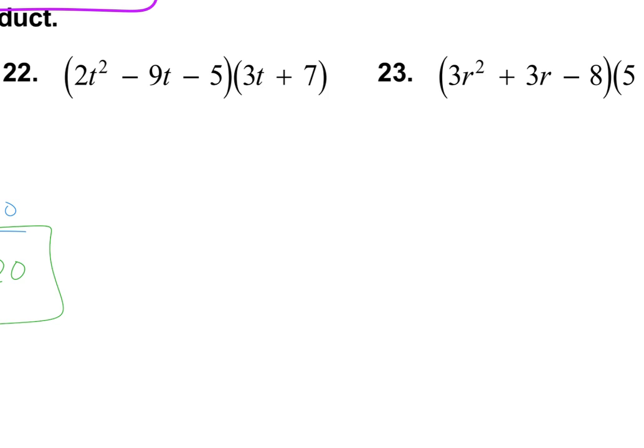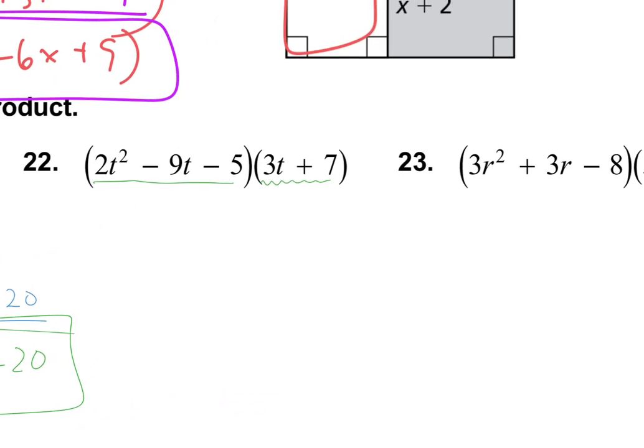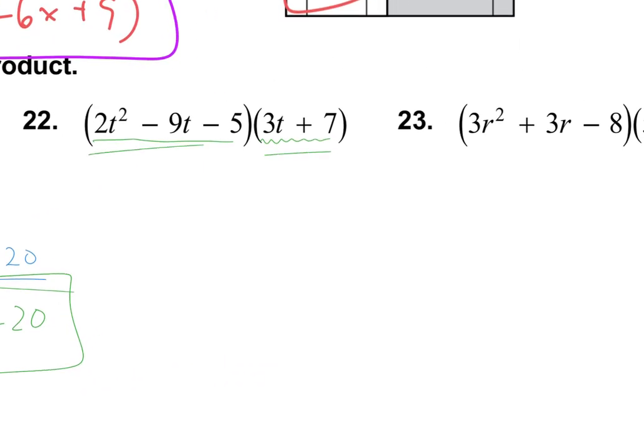Next, we have, okay, so here's where this can be a little annoying if you have the 3-term and then the 2-term, because over here we had the 2-term and then the 3-term, so we just had like these 2 layers. So technically speaking, if you do it this way, you'll have like 3 layers of numbers, but it doesn't really matter because multiplication is commutative, so you could rearrange them if you wanted to. You could do 3t plus 7 times 2t squared minus 9t minus 5. I'm not going to do that on this one just so you can see and go, oh, okay, I see what he's saying. So let me get rid of this.